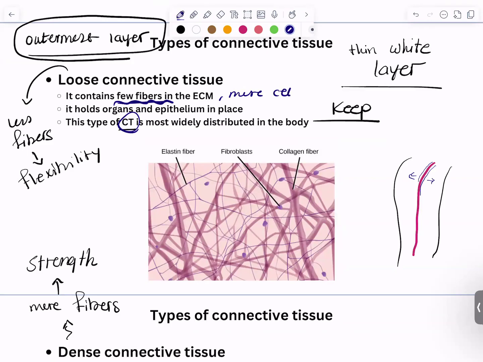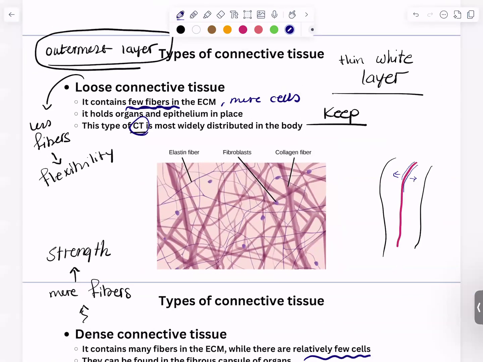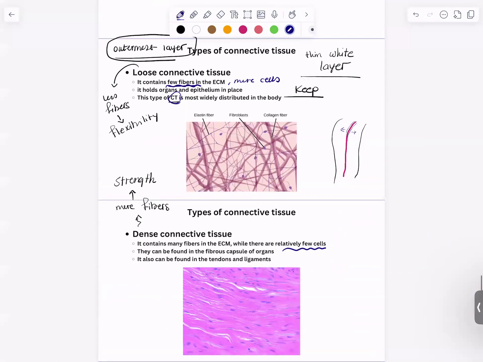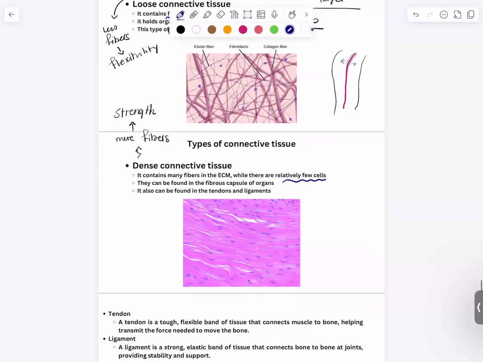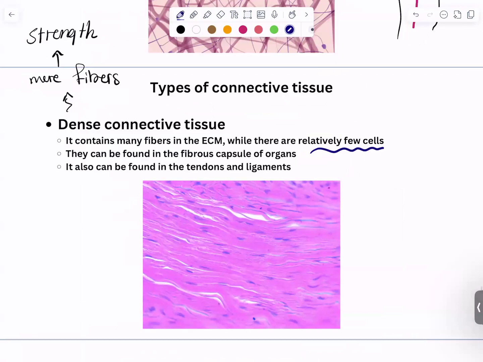But again, guys, we are comparing these two types of tissues together, not in general, okay? Because you have to compare something and say, oh, it has more cells. For example, this guy is older, this guy is taller, shorter, so it depends. So dense connective tissue has many, many fibers, and it has relatively few cells compared to the loose connective tissue.